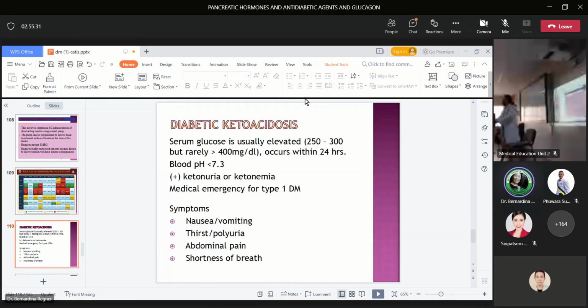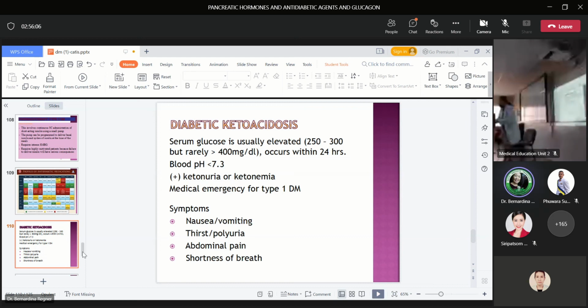Okay, so the condition known as diabetic ketoacidosis: serum glucose is usually elevated at 250 to 300, but rarely more than 400 milligrams. It occurs within 24 hours, the blood pH is less than 7.3, and you will have positive ketonuria or ketonemia. This is a medical emergency for type 1 diabetes. What will be the symptoms of diabetic ketoacidosis? You have nausea and vomiting, thirst and polyuria, abdominal pain, and shortness of breath.